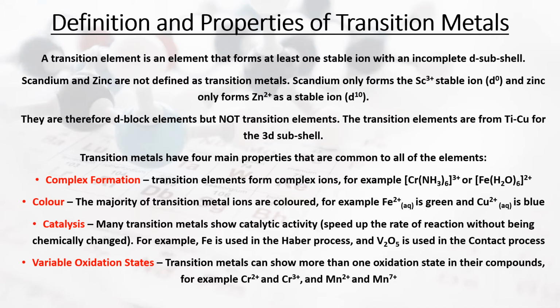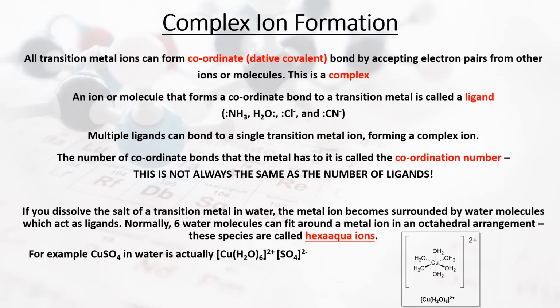The reason for this is because our d orbitals are very close in energy, and so it's very easy for these electrons to be redistributed, lost and gained. It's very easy, for example, for chromium to show chromium 2+, chromium 3+, and for manganese to show Mn2+, Mn7+. So it's very easy for transition metals to show more than one oxidation state in their compounds. So the first one to talk about is complex ion formation.